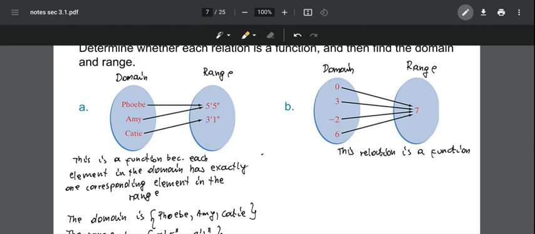And now we have to find the domain. So for the domain of this function, we're going to list all the elements from the first set. I'm just going to organize them from smallest to highest. So it will be -2. When you list the elements from the domain, it's good to put them in order from least to highest. In the range, we only have one element, which is 7.